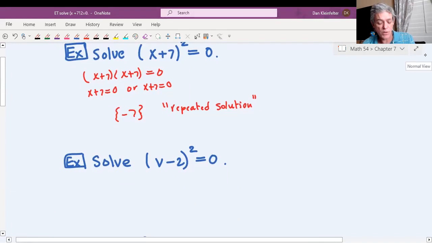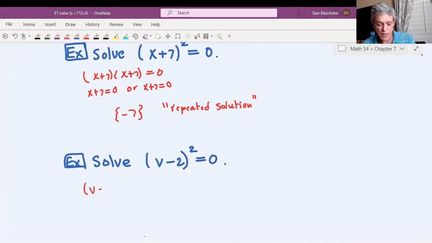Here, v minus 2 squared is 0. So that means v minus 2 times v minus 2 is 0. That means v is 2. So our solution here is going to be 2.